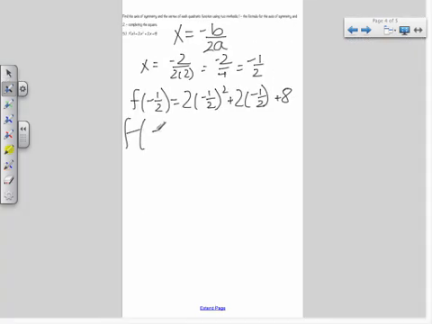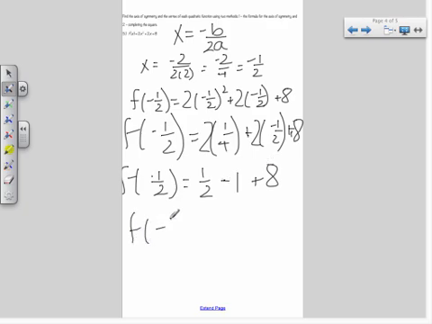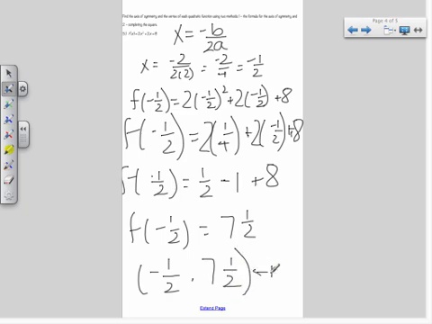So I end up getting f of negative 1/2 equals 2 times 1/4 plus 2 times negative 1/2. Sorry, that's a plus sign. Plus 8. So then I end up getting 1/2 minus 1 plus 8. Put it all together, that means f of negative 1/2 is 7.5, which means that my vertex is negative 1/2, 7.5, which is a minimum because the A value is positive.